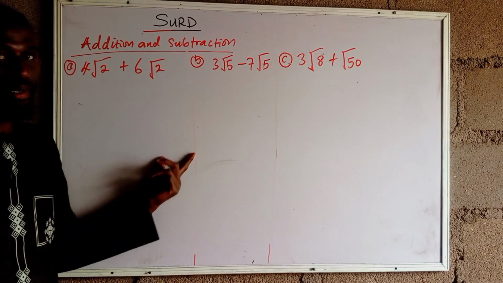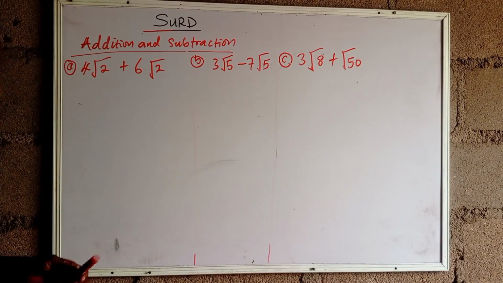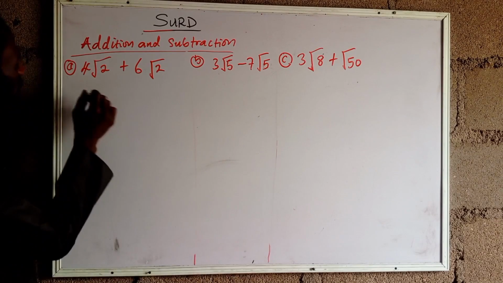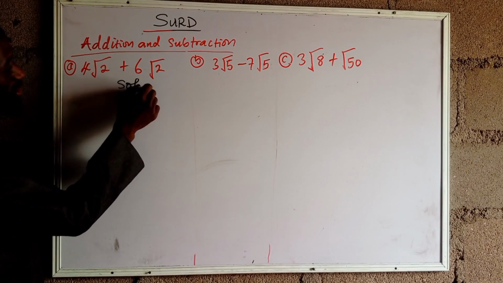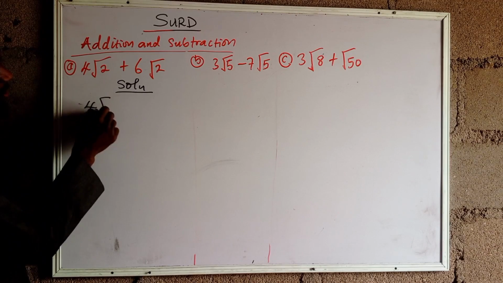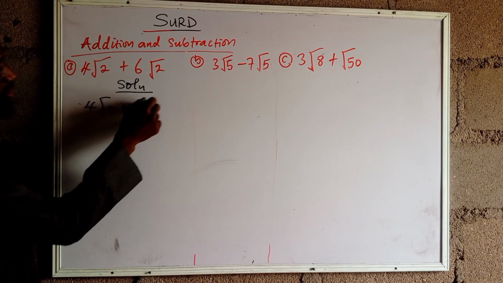Learn addition and subtraction of surds. Okay, then if you have the following question like this, we can write the solution. This is 4 root 2 plus 6 root 2.